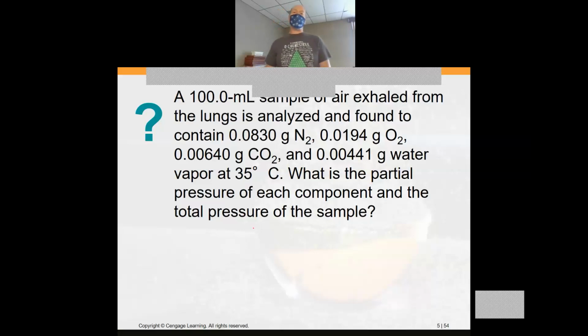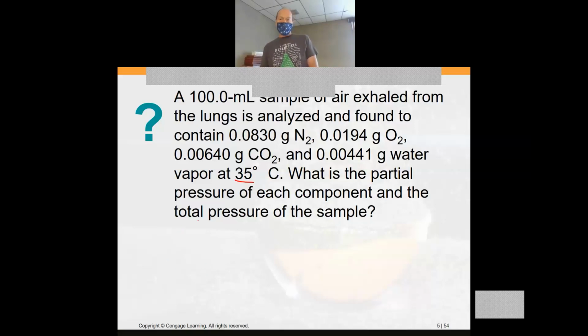All right, so here is a problem where we're going to add up a bunch of gas pressures. A 100 ml sample of air exhaled from the lungs is analyzed and found to contain this many grams of nitrogen, this many grams of oxygen, that many grams of CO2, that many grams of water vapor at 35 degrees Celsius. What is the partial pressure of each component and the total pressure of the sample? All of these are gases: nitrogen gas, oxygen gas, carbon dioxide gas, and water vapor. So that's water gas. And we are given a temperature, 35 degrees Celsius.